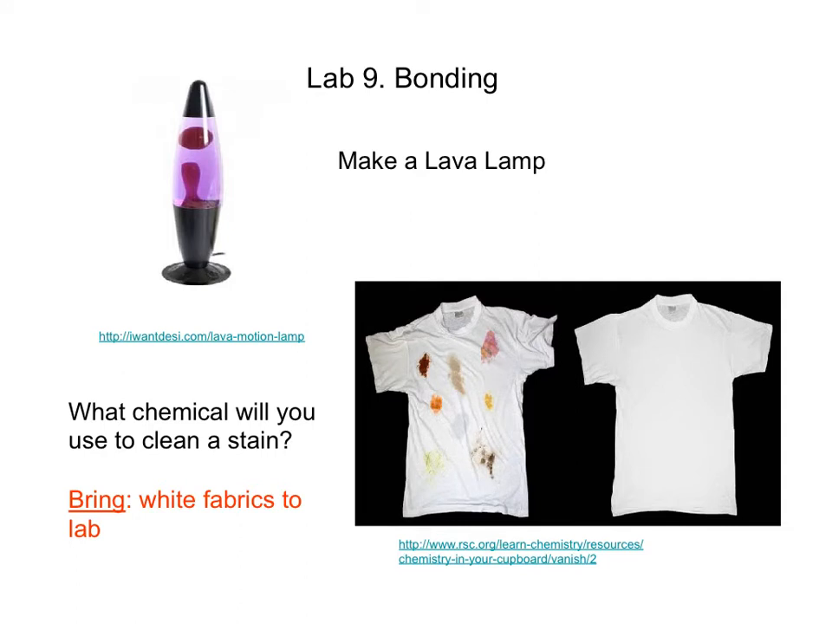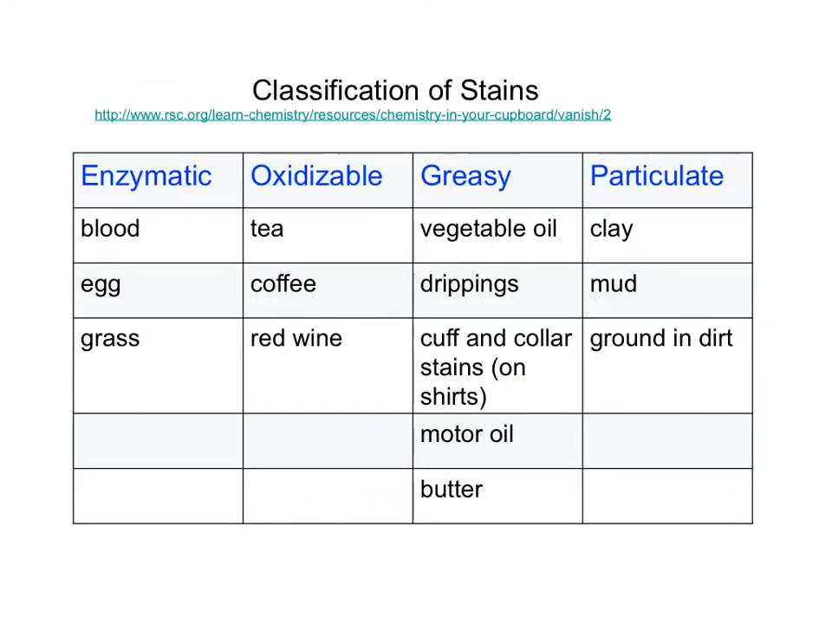Chemical forces are involved when a stain stains a shirt. Chemical forces are also involved to remove a stain from a shirt. Here's one way to classify stains. Stains are enzymatic, oxidizable, greasy, or particulate stains.